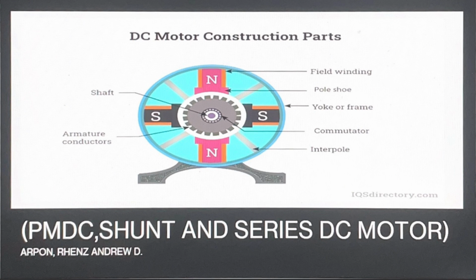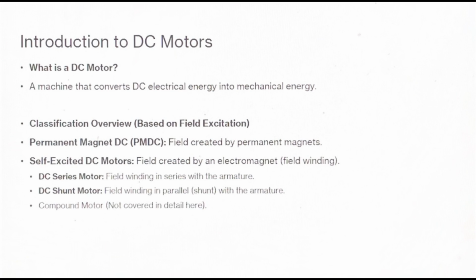So the diagram shows a cross-section view with N and S poles, emphasizing the interaction between stationary and rotating parts for torque generation. For the next slide, introduction to DC motors. The introductory slide defines the DC motor and classifies the main types covered: PMDC, shunt, and series, excluding compound motors. So by the way, what is a DC motor? A machine that converts DC electrical energy into mechanical energy through electromagnetic interactions.